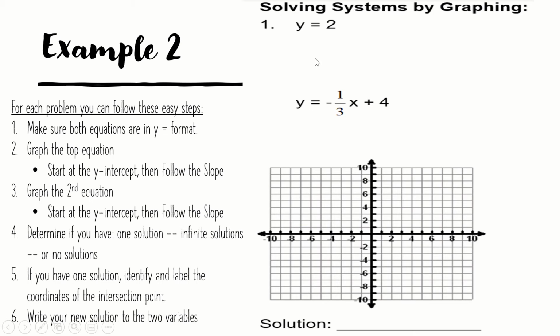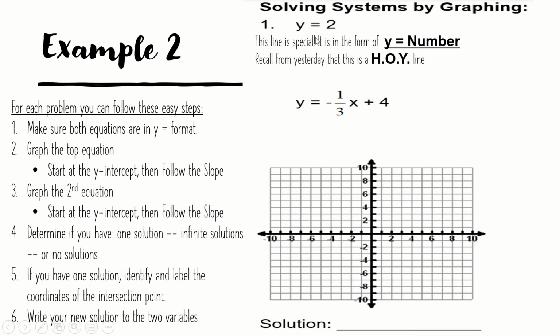Graph the top equation. All right, let's try to graph it. But this is a special equation, isn't it? This line is special. In fact, if you recall from yesterday, this is what we call a HOY line. Anytime we have y equals a number, it's a horizontal line. So for this one being special, we will draw a horizontal line at y equals 2. So I identified with my dot, there's y equals 2. And then here is the line. Beautiful, that's our first line.